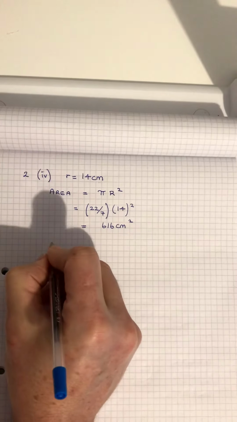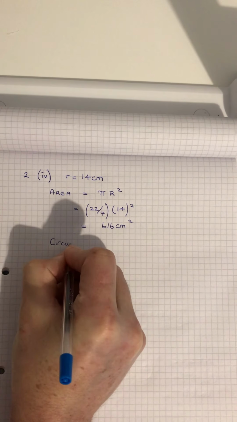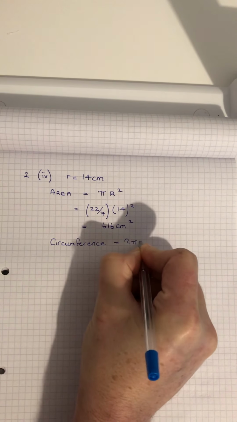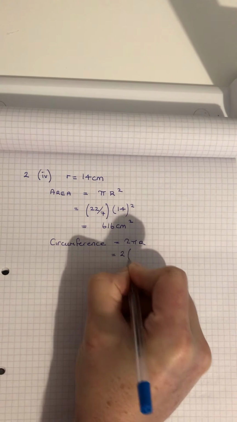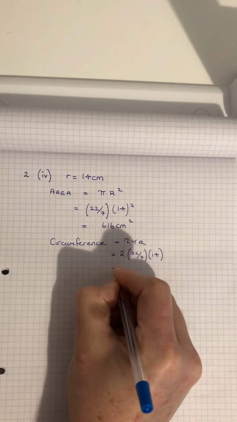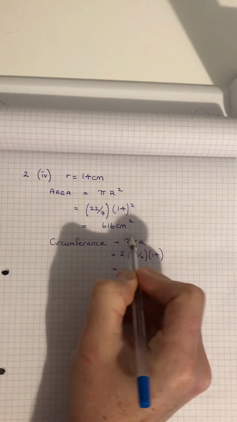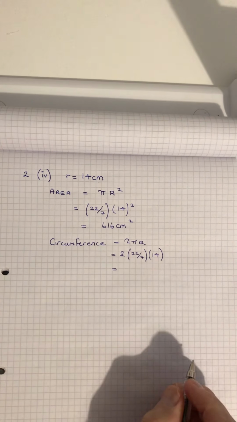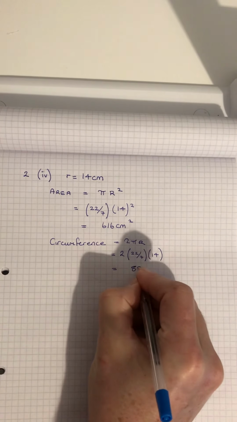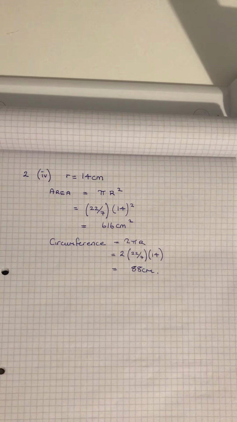Alright? And while we're at it then, we'll do the circumference is equal to 2 pi r, which is 2 times pi is 22 over 7, and the radius is just 14. So the two formulas, right, are similar, but they're different, and you just need to know which one to use at the right time. So 2 times 22 over 7 multiplied by 14 gives us 88 centimeters for the circumference. So that's how you lay out your question.